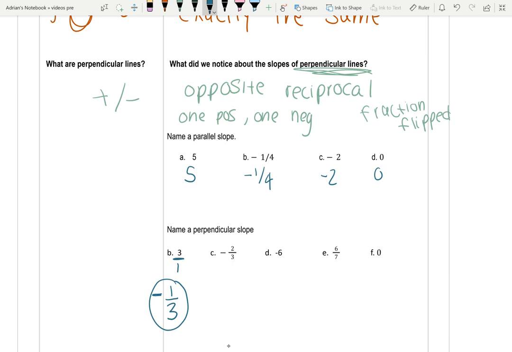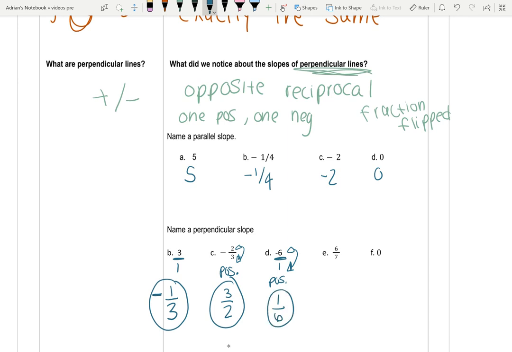Here, I'm given a negative slope, so I know my answer should be positive. And then instead of 2 over 3, I'm going to flip it. I'm going to make it 3 over 2. So that would be my answer. Our next one, we have another whole number. Whole numbers are always over 1. So here I have negative 6 over 1. So I know that my answer will be positive, but I want to flip the fraction. So instead I'll have positive 1 over 6.